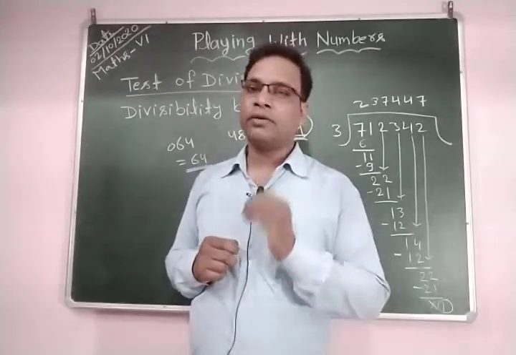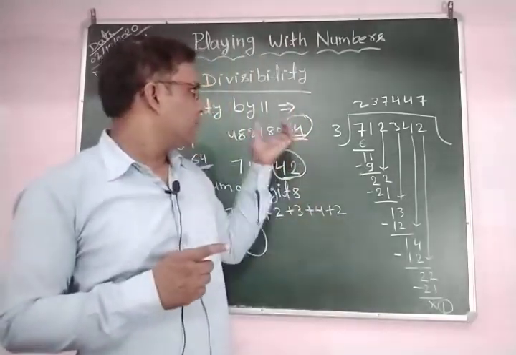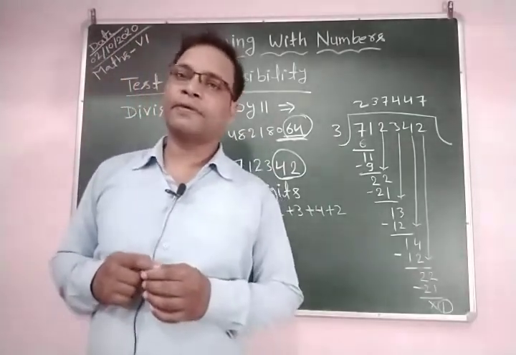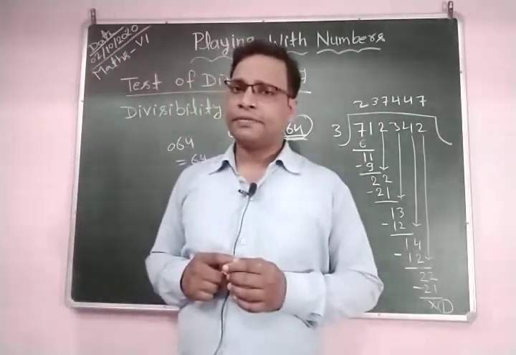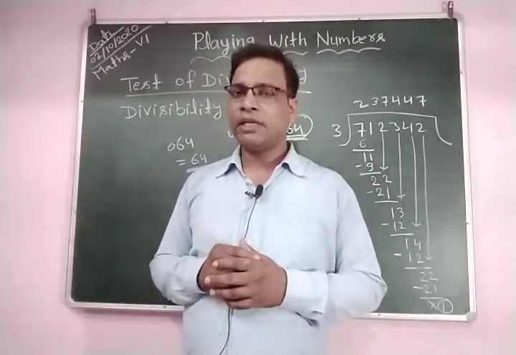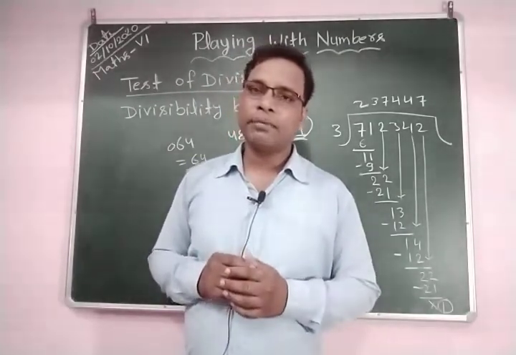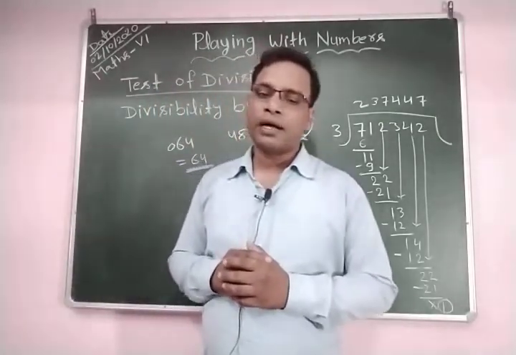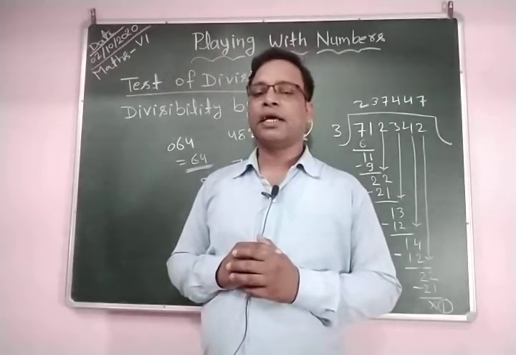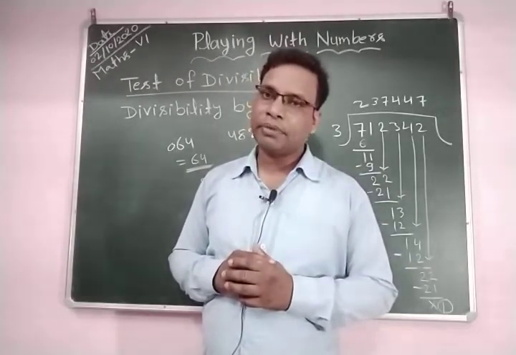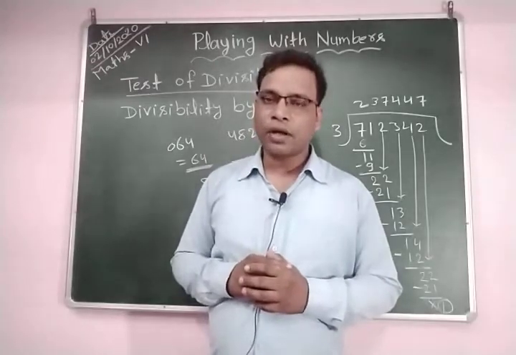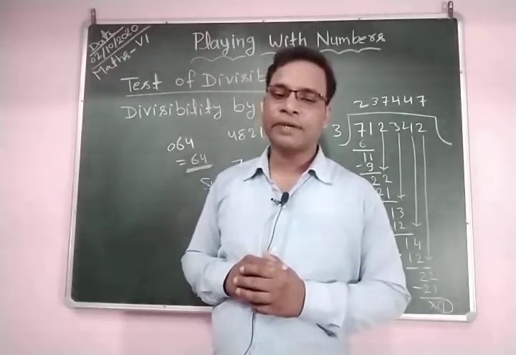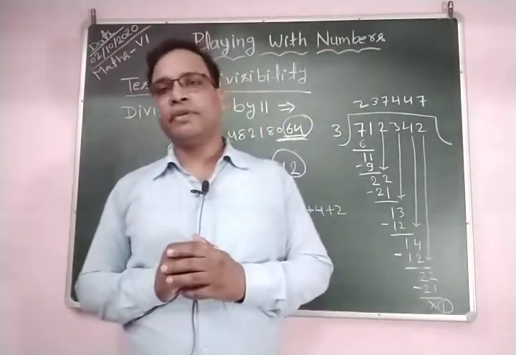Now we are going to discuss divisibility by 11, the divisibility test of 11. So what is the divisibility test of 11? A number is divisible by 11 if the difference of the sum of digits at odd places and the sum of digits at even places is either 0 or a multiple of 11, or you can say divisible by 11.